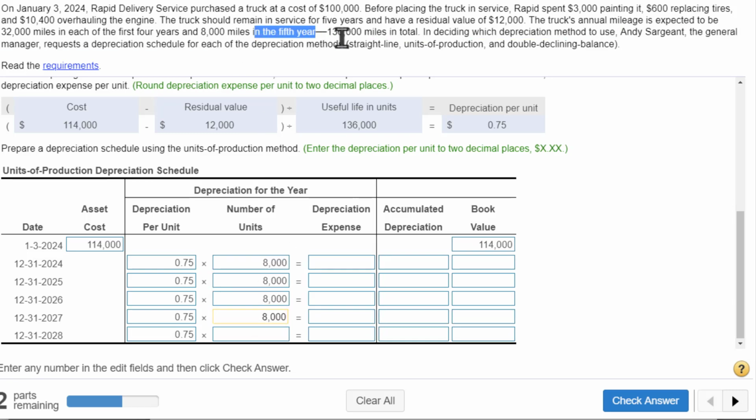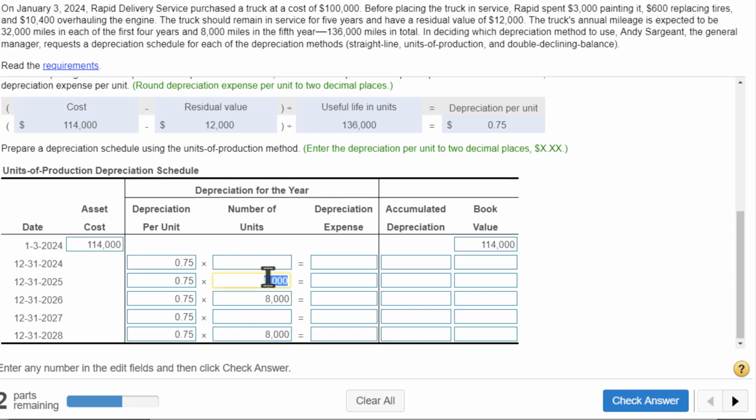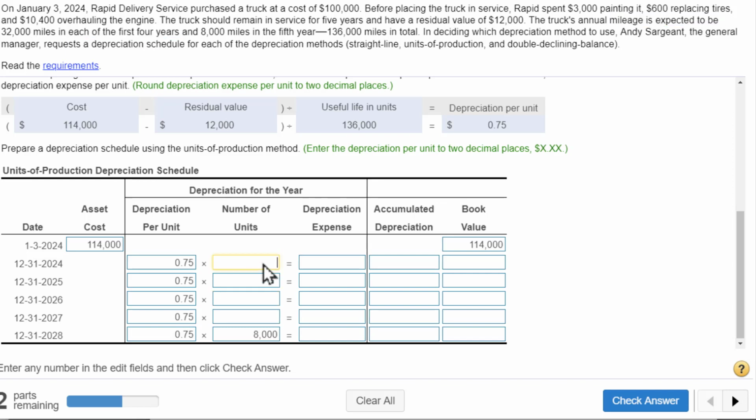And then for the 5th year, oops, I read this wrong. No. I read it wrong. Sorry about that. It helps to read carefully. So the truck's annual mileage is expected to be 32,000 miles in each of the first 4 years. 32,000. Copy 1, 2, 3, 4, and then 8,000 in the 5th year. So now we've got it right.